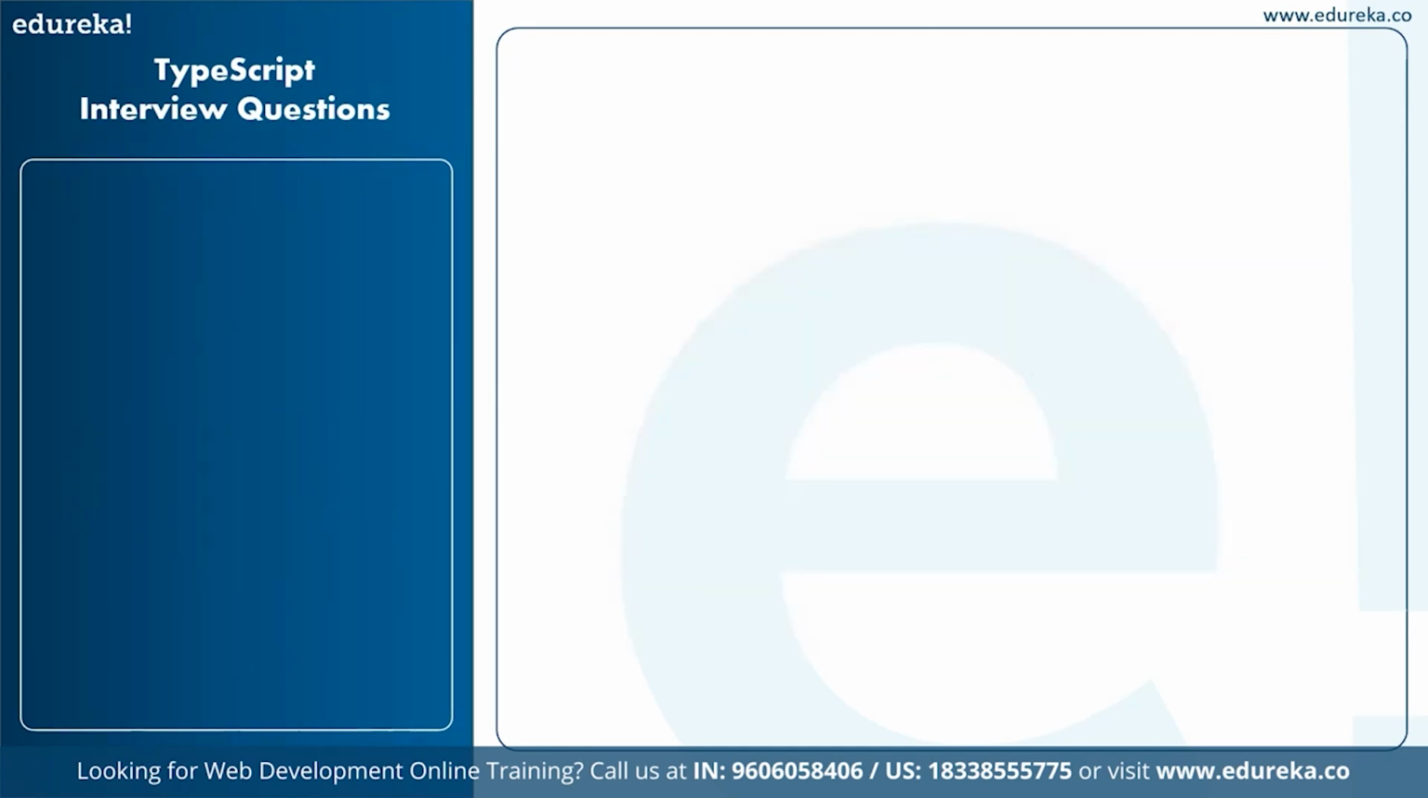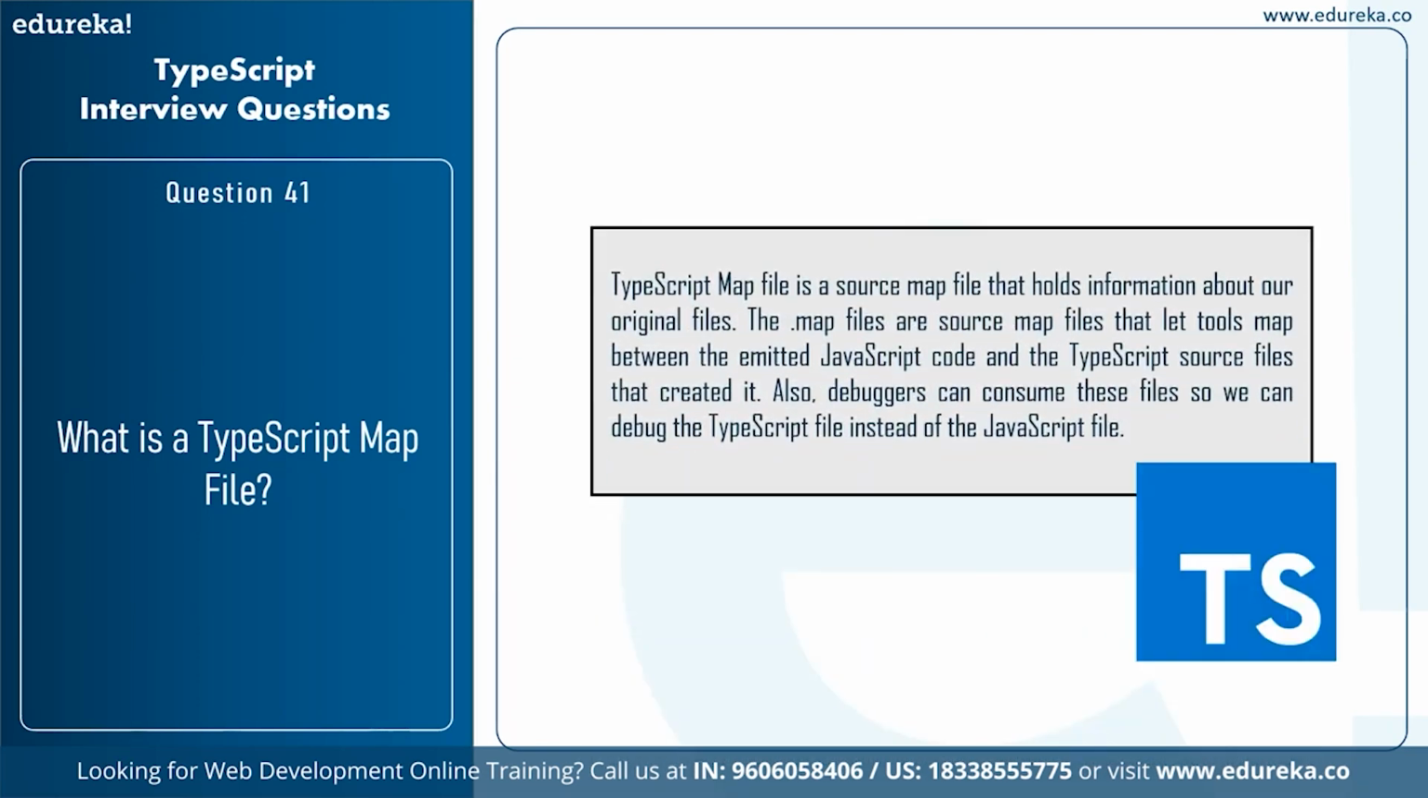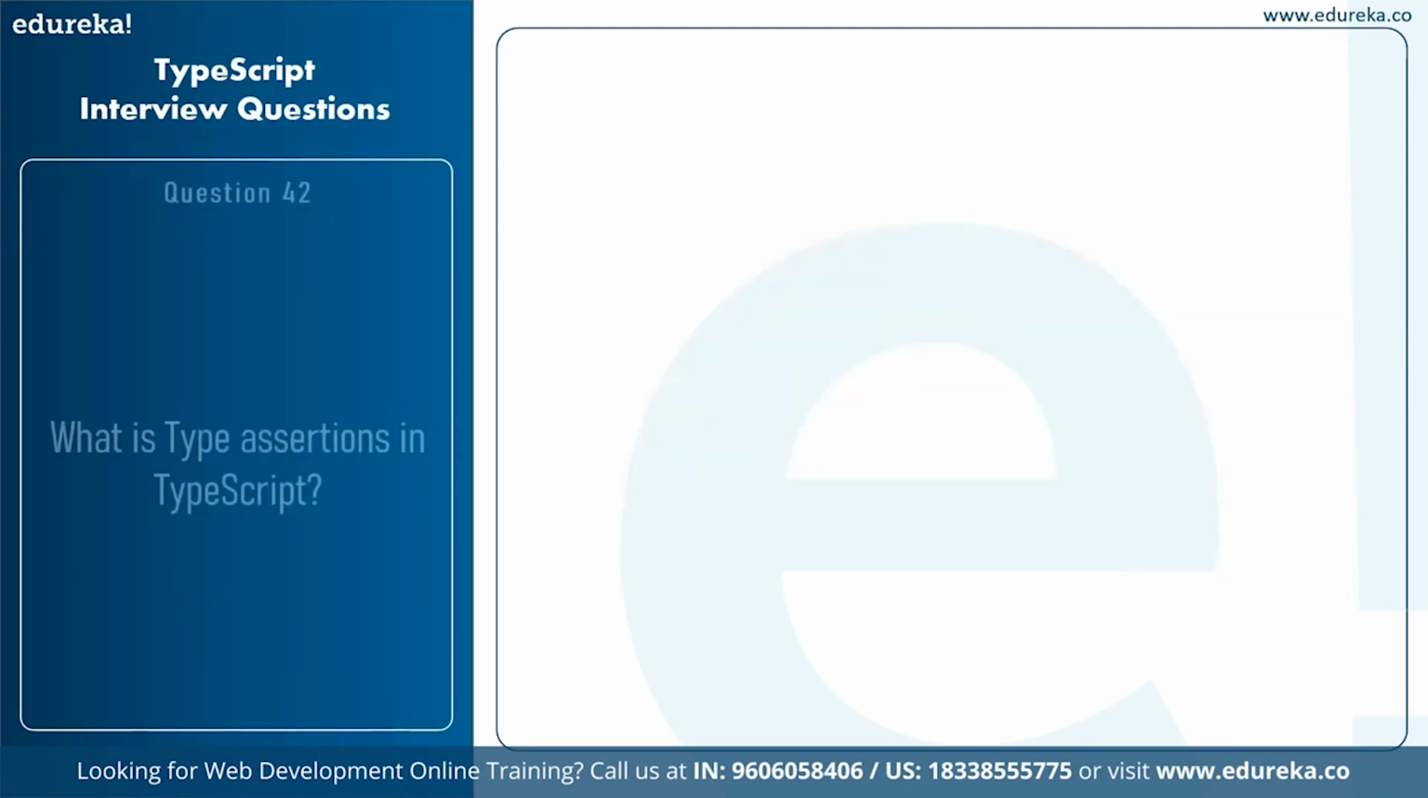Moving on to the next question, what is a TypeScript map file? Now, the TypeScript map file is a source map file that holds information about our original files. The .map files are source map files that let tools map between the emitted JavaScript code and the TypeScript source files that created it. Also, debuggers can consume these files, so we can debug the TypeScript file instead of the JavaScript file. Now, moving on, what are type assertions in TypeScript?